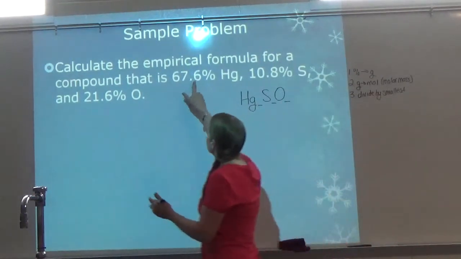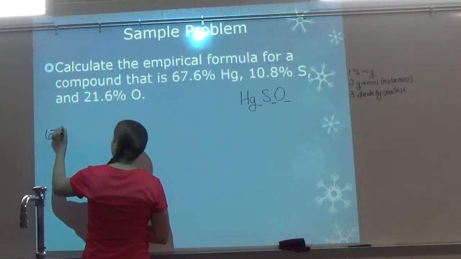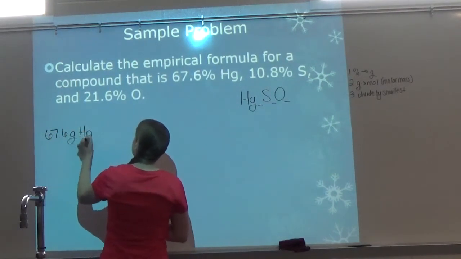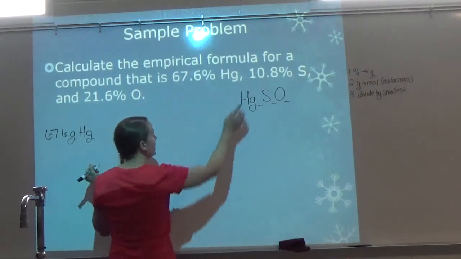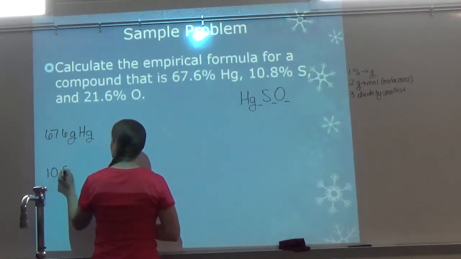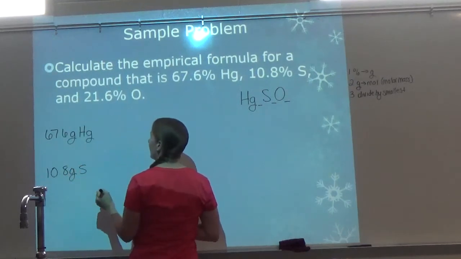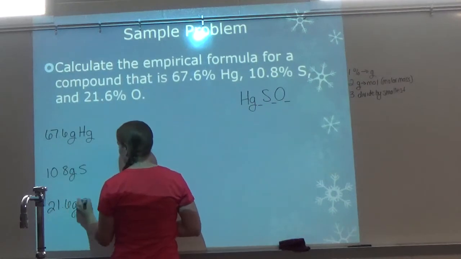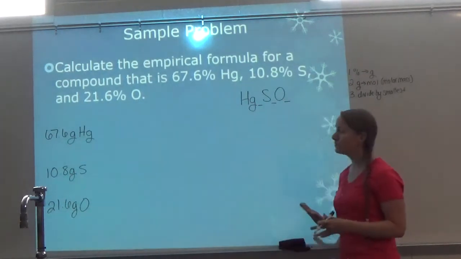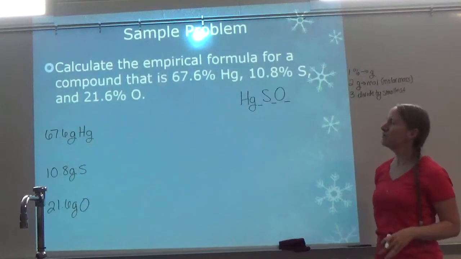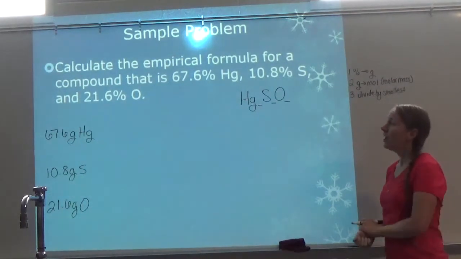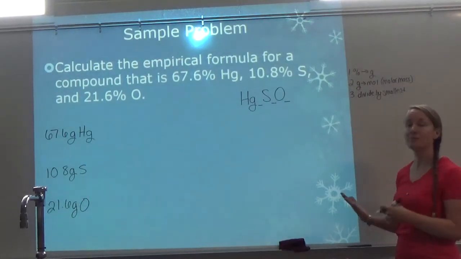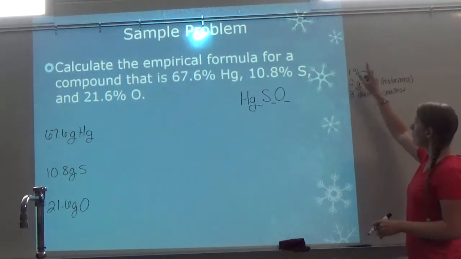So 67.6% of mercury just becomes 67.6 grams of mercury. 10.8% sulfur just becomes 10.8 grams of sulfur, and 21.6% oxygen becomes 21.6 grams of oxygen. The reason that we can do this is we are assuming there is a 100-gram sample. So we did step 1, check.